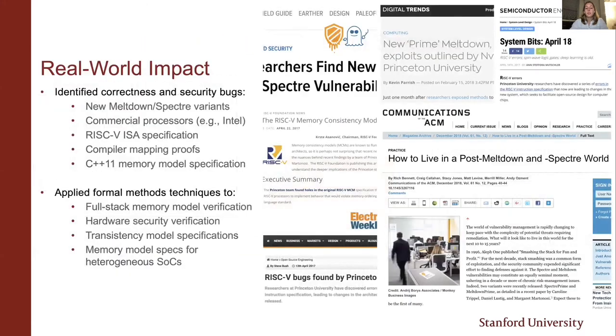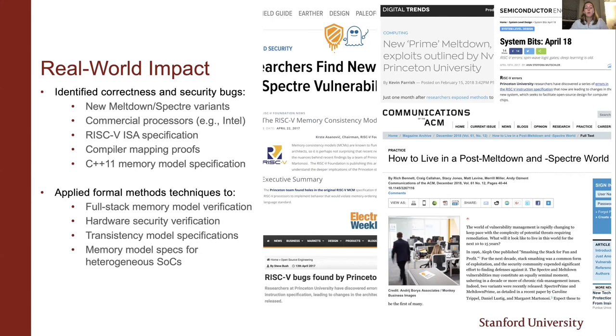The techniques I've discussed so far, including TriCheck and CheckMate, have identified correctness and security bugs in real-world processors and compilers. For example, we identified a series of deficiencies in the 2016 version of the RISC-V memory model specification, which have since been fixed, and 2 new variants of the now famous Meltdown and Spectre attacks, which rely on different microarchitectural mechanisms for leaking information, specifically the cache coherence protocol.